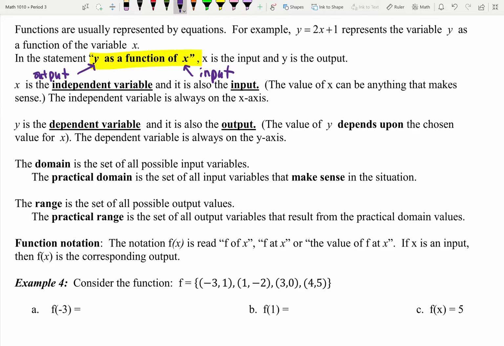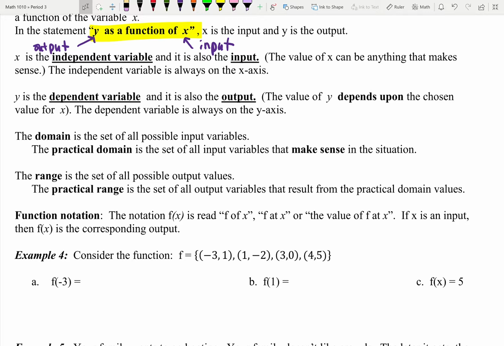Sometimes they're just going to give you a statement and they're going to say which one's the output and which one's the input. I just need you to know the output comes first. That's the easiest way to do it, okay? This stuff right here, this is also important. You're going to see it a lot.